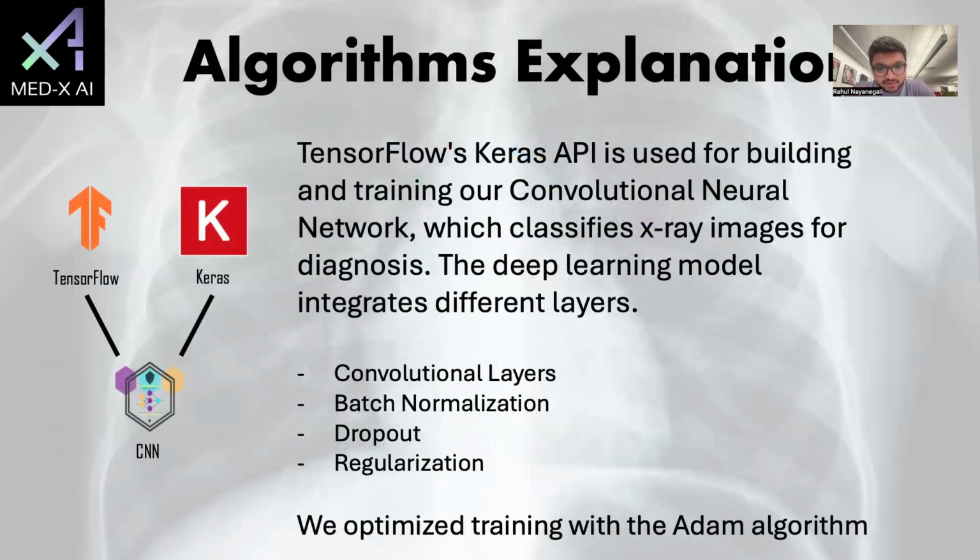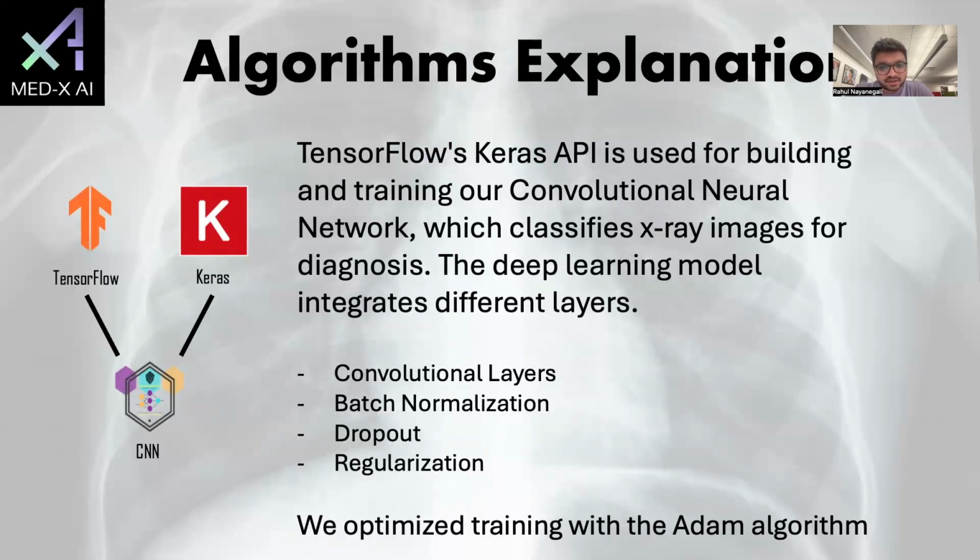So now let's dive deeper into the intricate details of the deep learning algorithm. Our model integrates various layers, each with a specific role. So we have convolution layers, which are like filters that help us detect important patterns in the X-ray images. This could be patterns like abnormalities or any type of conditions. We also incorporated batch normalization, which ensures stability and accelerates the training process.